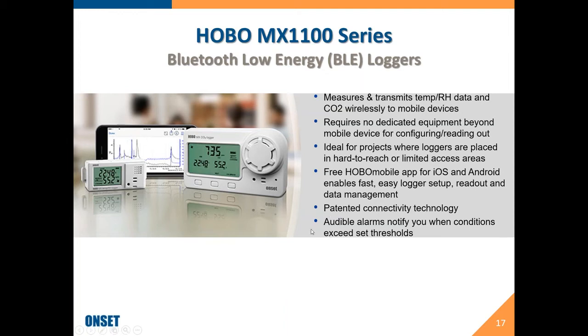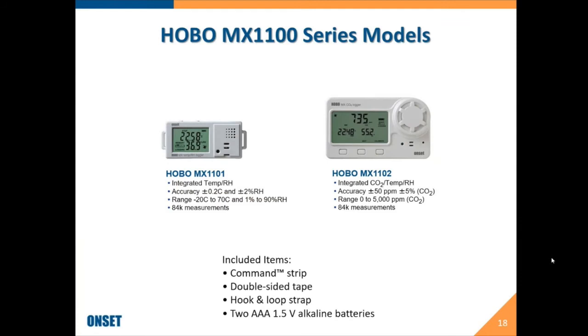We have audible alarms on these loggers. So if something exceeds a threshold, you actually get an audible alarm, something you can actually hear if you're within the building location. Here are the two loggers in the series. There's the MX1101 and the MX1102. Again, temperature and relative humidity for this one, and temperature, relative humidity, and CO2 levels for this one.